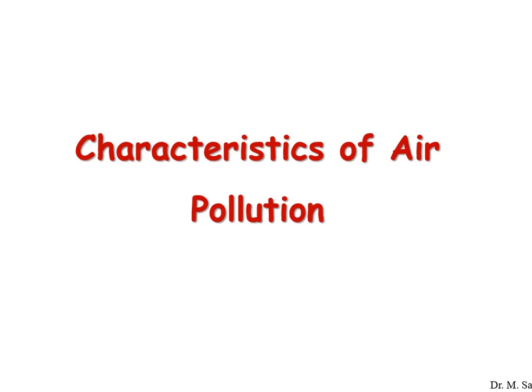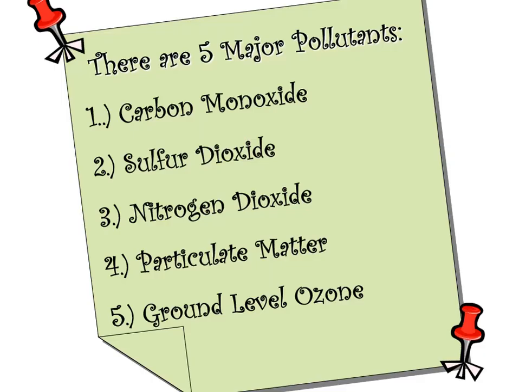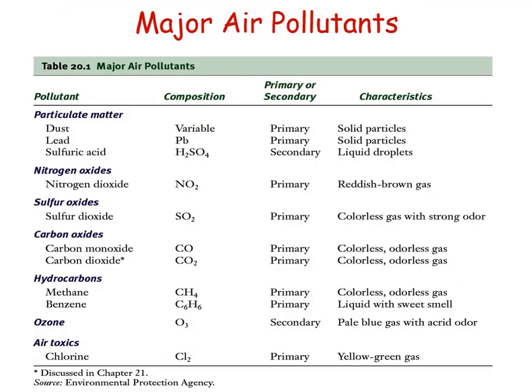If we look into the characteristics of air pollution in detail, you can see that there are various types of gases present, and the five major pollutants we are always looking to control are carbon monoxide, sulfur dioxide, nitrogen dioxide, particulate material, small dust particles, and the ground level ozone. So remember, these five major pollutants are very important in the air.